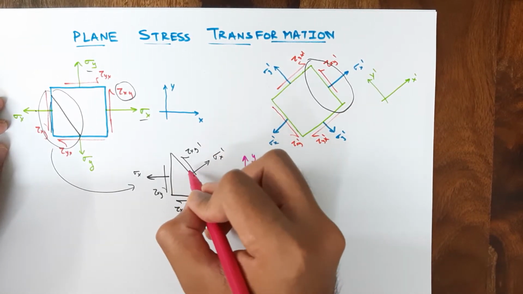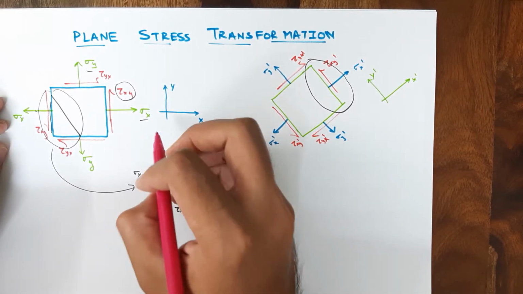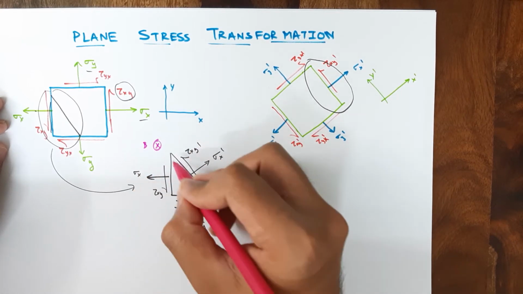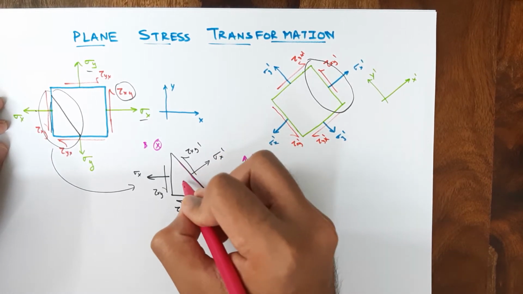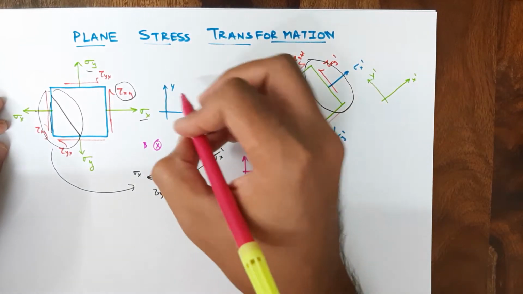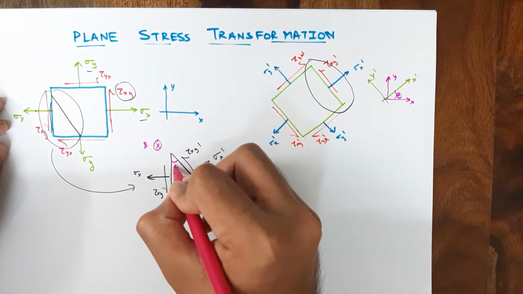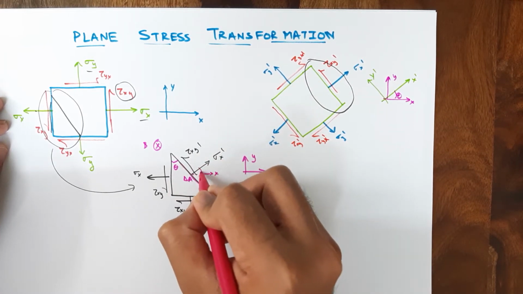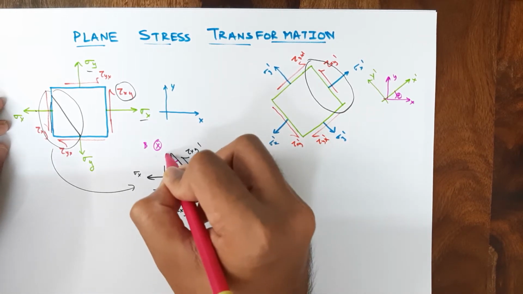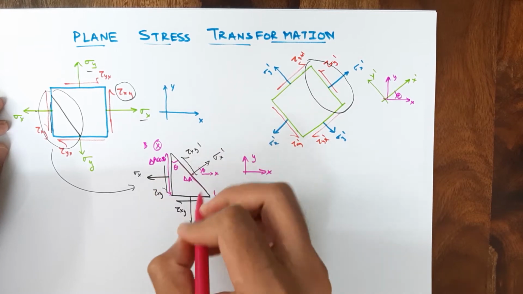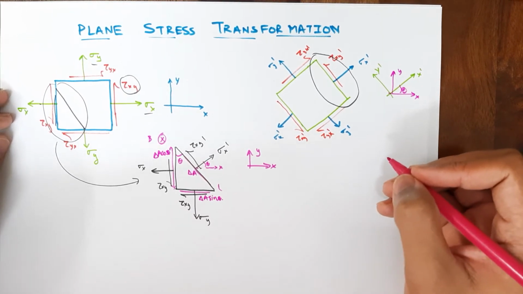So suppose this side is of some length L and the in-plane width is some b, and then the area of this will be L times b, which we denote by delta A. So this will be delta A, and if this angle is theta, then this angle will also be theta. You can see this clearly. So if this is delta A, then this will be delta A cos theta, and this will be delta A sin theta. So now we have to equate forces in x and y direction.